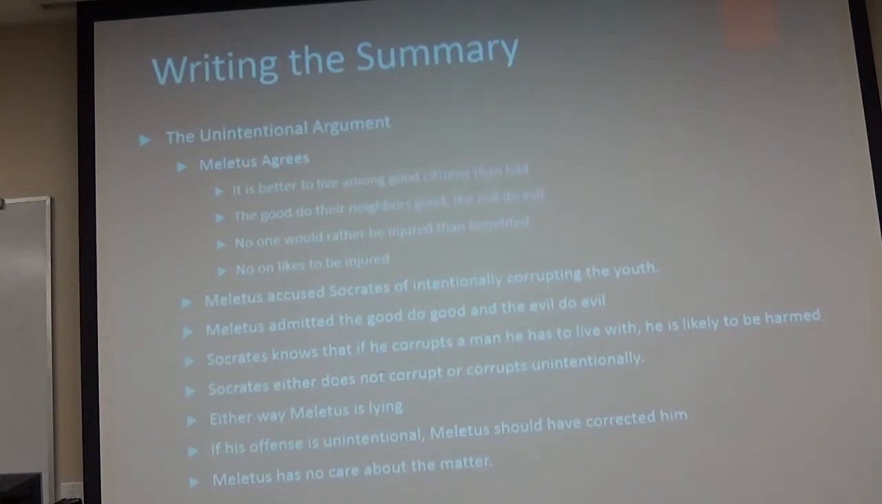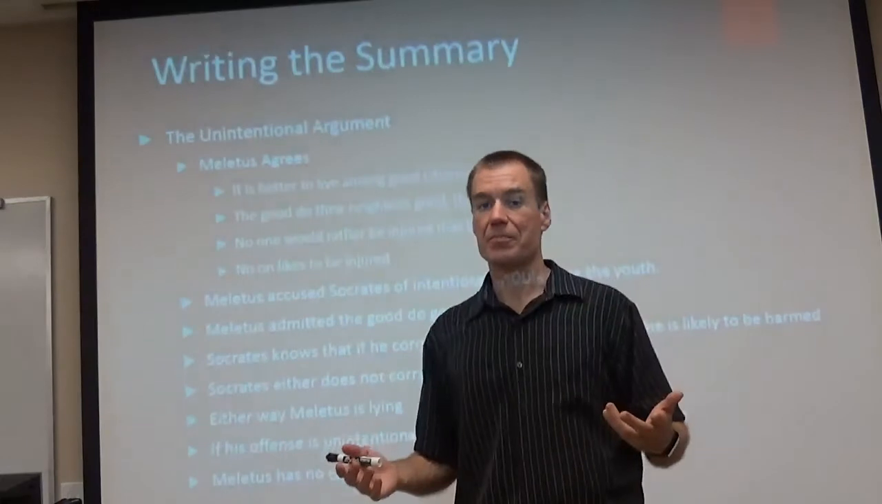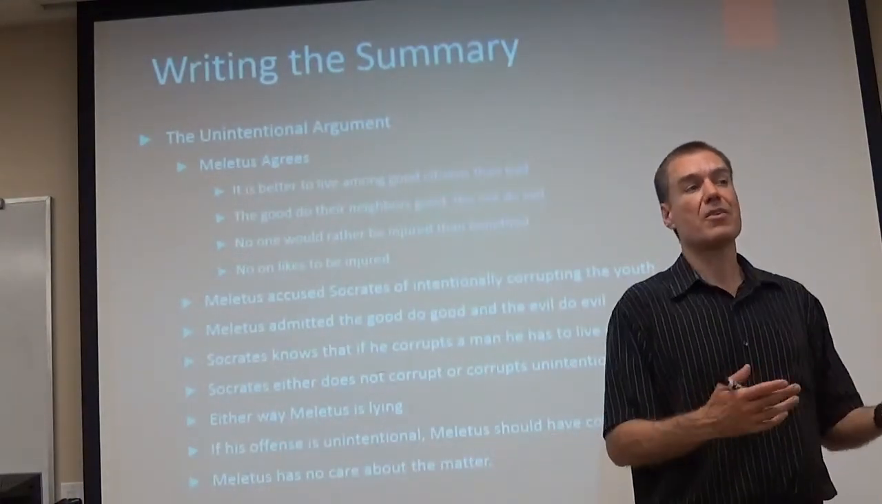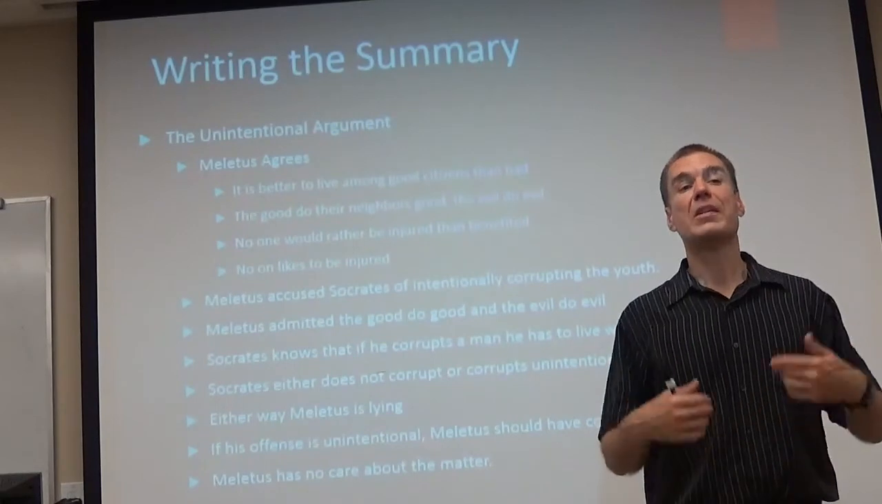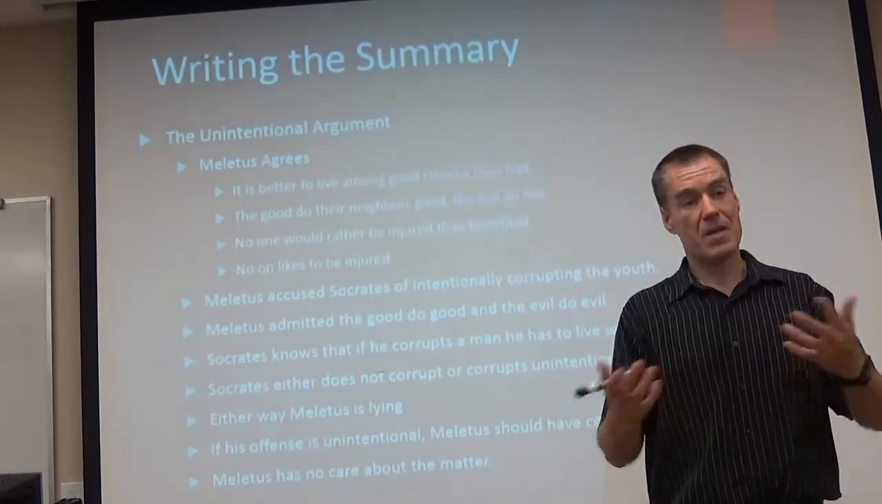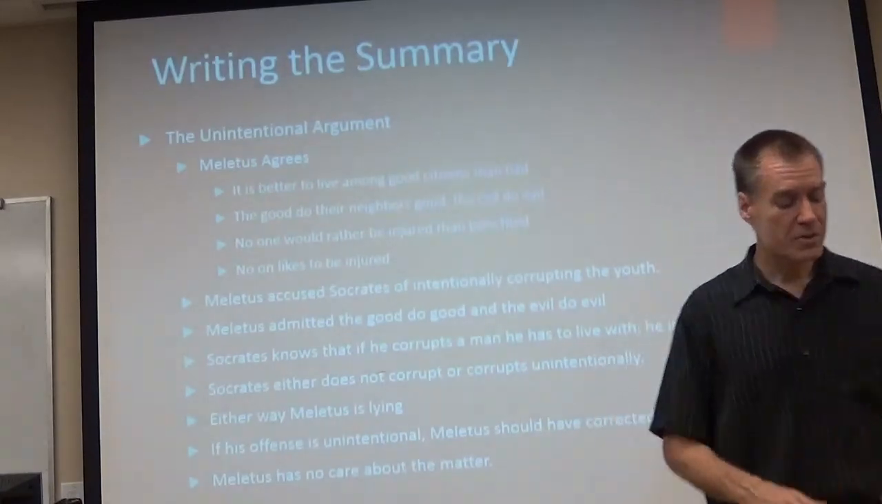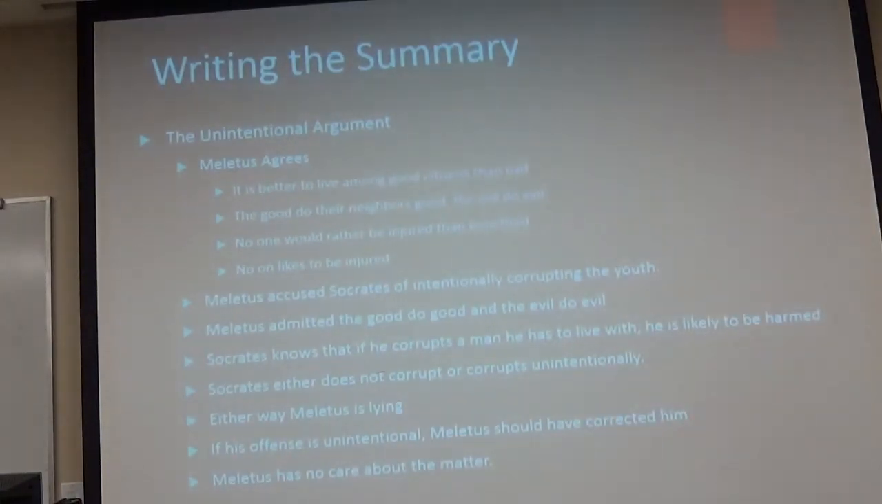Here's what's going on. The claim is that if Socrates made his neighbors bad, symbolized by little devil horns, they would hurt him. But no one wants to be hurt, so either he didn't make them bad, or if he did, he did so unintentionally, because he knows that if he makes them bad, they would hurt him. So either way, Meletus is wrong. Either he didn't corrupt them, in which case he's not a corrupter at all, or if he did corrupt them, it wasn't with intent, in which case he's not an intentional corrupter. And so he concludes, either way, Meletus is wrong.